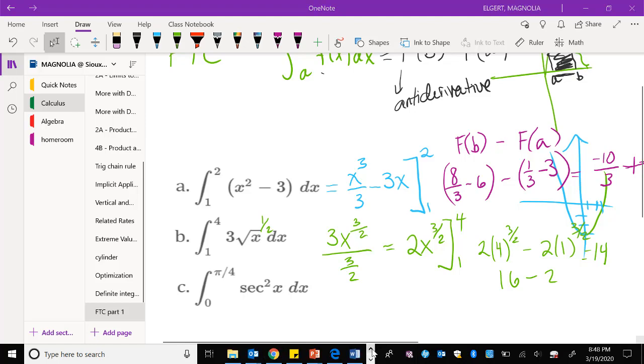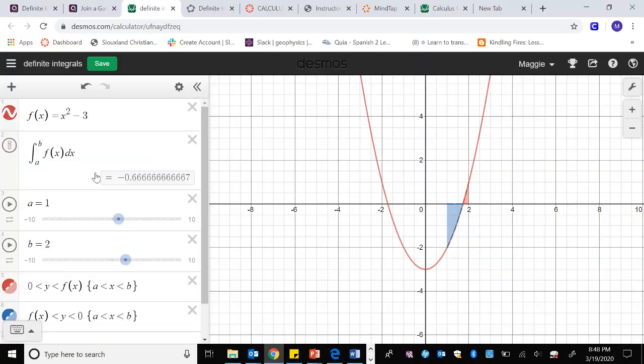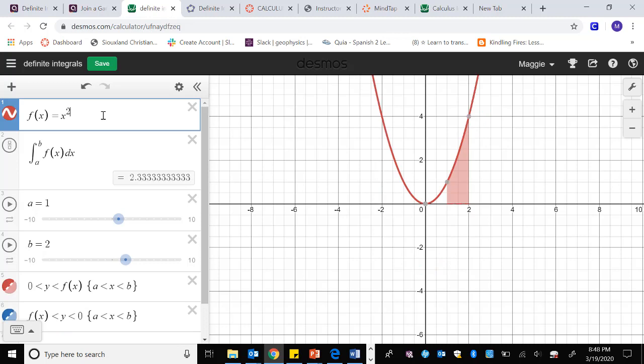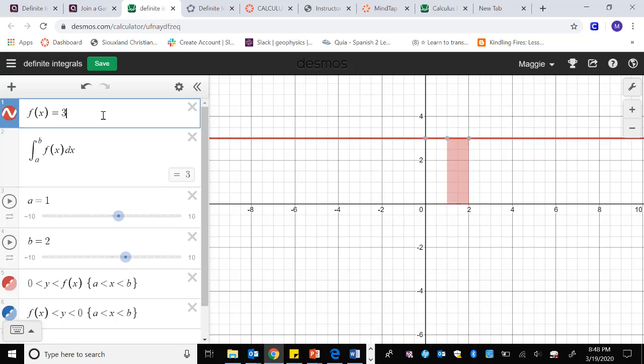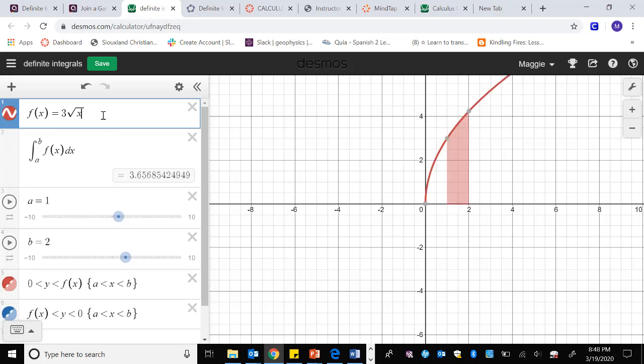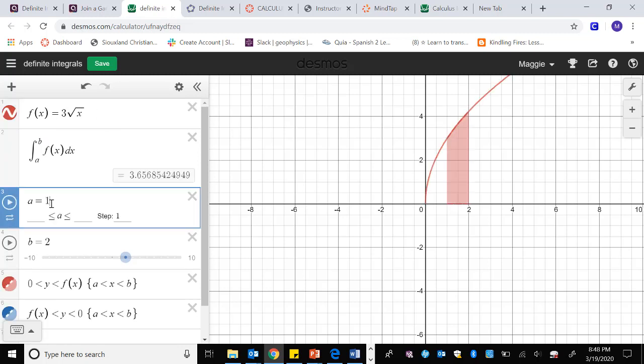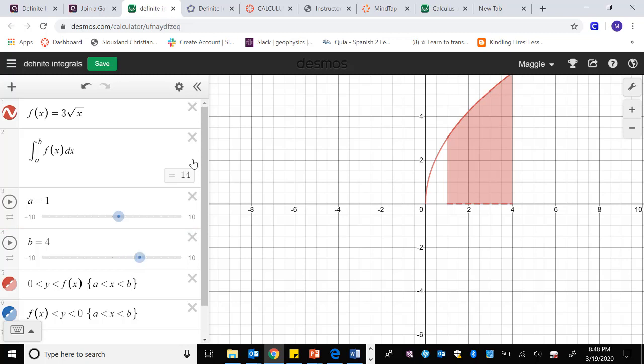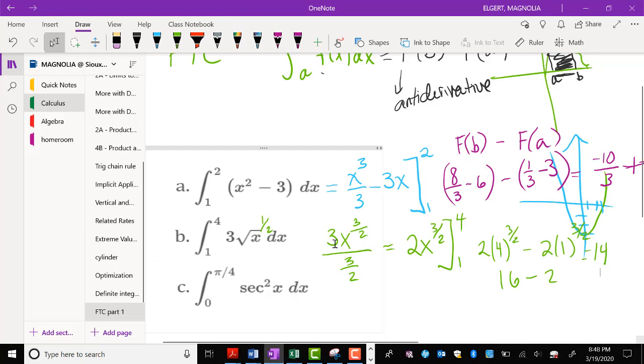Again, if you have the Desmos that I put on the one, you can go in here and check your answer. It's a great way to check your answer. I forgot our boundaries. It's 1 and 4, I think. And the answer is 14, and that is the answer we got. So again, these give us area. What's nice about them is definite integrals have an actual value answer, so they're really easy to check.